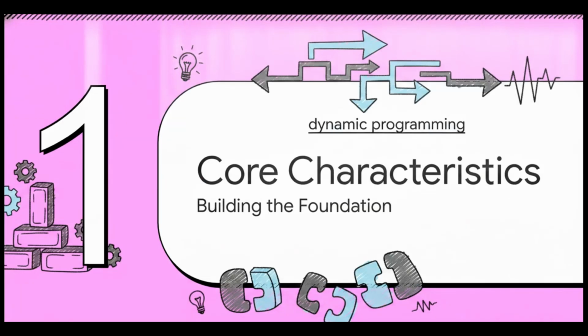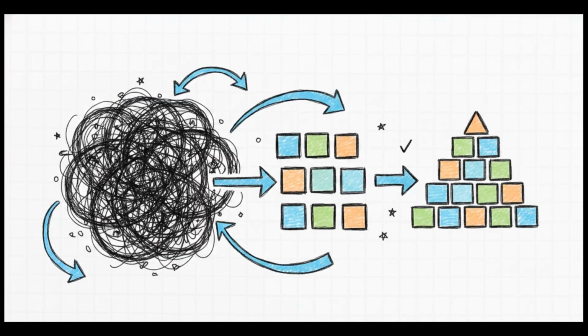Let's kick things off with Section 1, the core characteristics, building the foundation. So before we can apply this blueprint to anything out there in the real world, we really have to establish what makes a problem solvable with dynamic programming in the first place, right? It's not just some generic strategy for breaking things down. To actually use this approach, a problem has to have two strict mathematical properties.